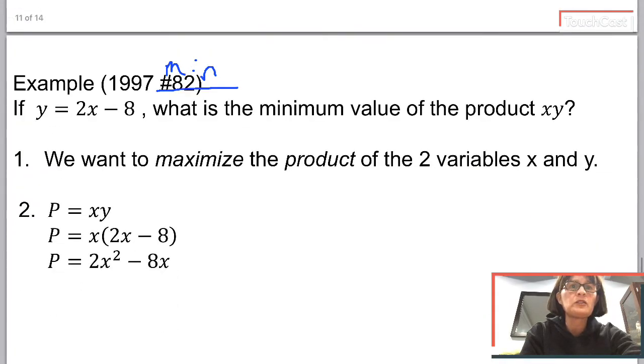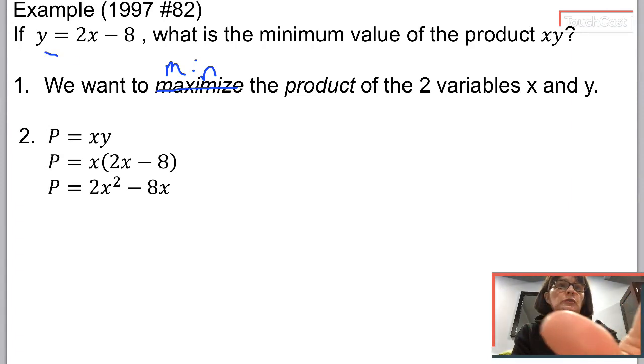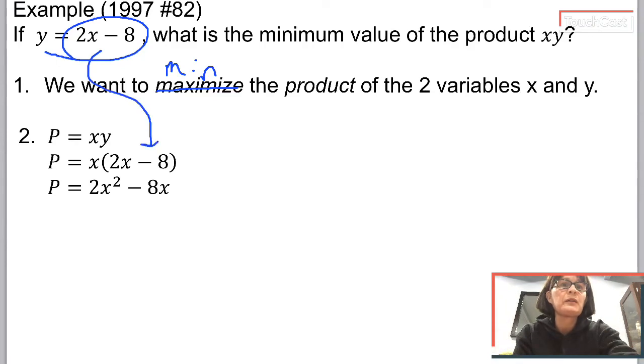So here, not so bad, watch what I do. I'm going to make a function p, and it's going to be x times y. But I know that y is equal to 2x minus 8. So everywhere I see y in that rule, I can replace it with 2x minus 8. Now I have one variable. I've distributed the x just to make it easier in the next step to take the derivative. Because that's going to be step 3.